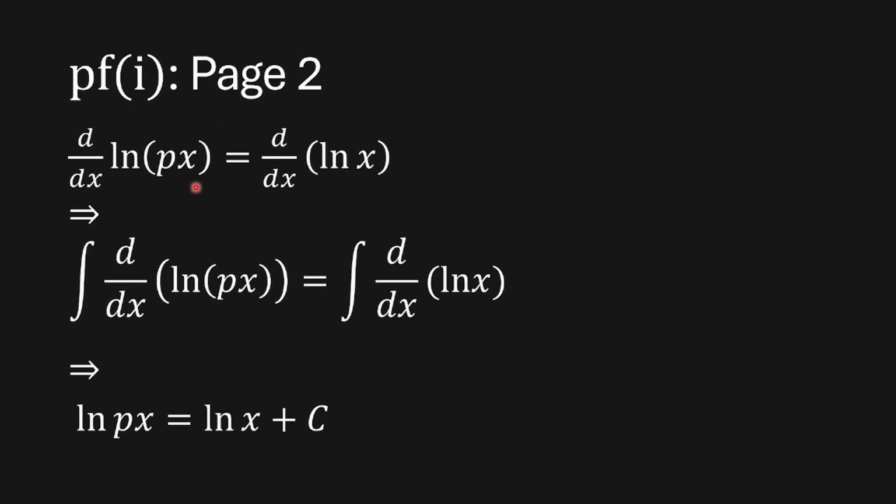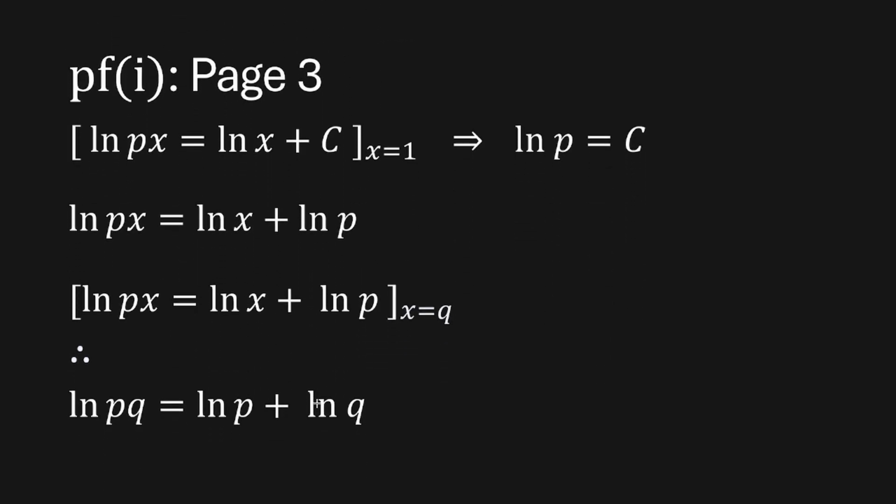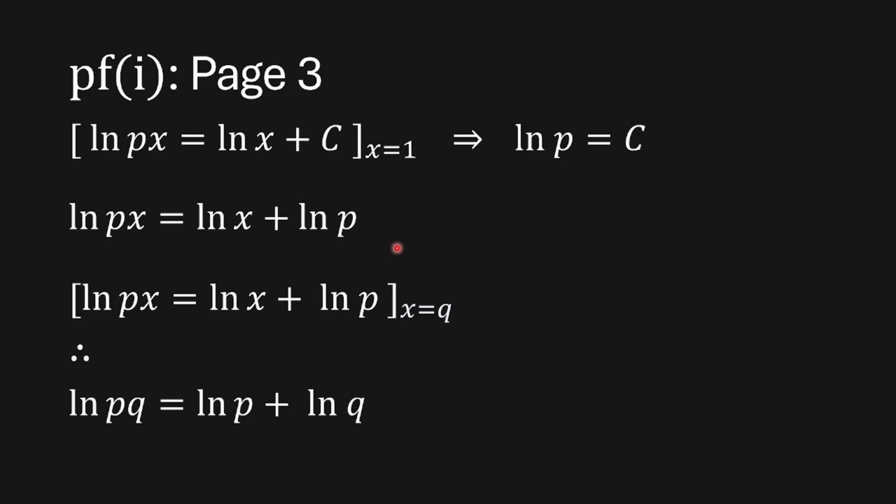Okay, noting that, this implies that integrating both sides should also hold the equality. And this is true. Integrating both sides will cancel the differentiation operator and leave us with ln of p times x is equal to ln x plus c. Well, the issue is we have a plus c, a constant of integration. So how do we determine it? Well, let's evaluate this at x equals 1, and this will give us that ln of p is equal to c. So let's make the substitution for c, and we'll get ln of p times x is equal to ln x plus ln p.